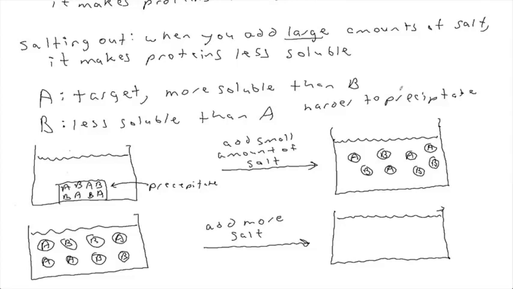Precipitate means to clump together to form it on the bottom. So that's the opposite of dissolving. That's right. I should have clarified those terms. Precipitating is the opposite of dissolving. I should have clarified that before. That's important. Yes. So A would be harder to precipitate because it's more soluble than B.